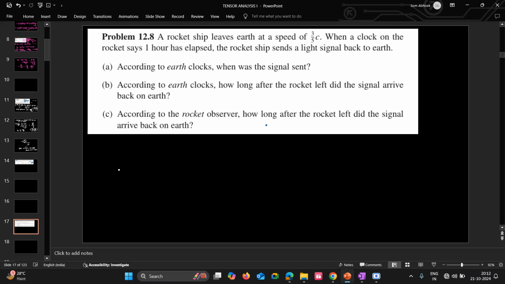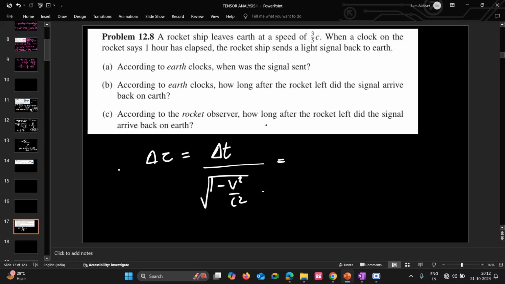It's not like completely slow. So from there we can calculate. We know the proper time Δτ is equal to Δt by the square root of 1 minus v²/c², right? So Δt is what the clock says when 1 hour has elapsed. Okay, let's do it.